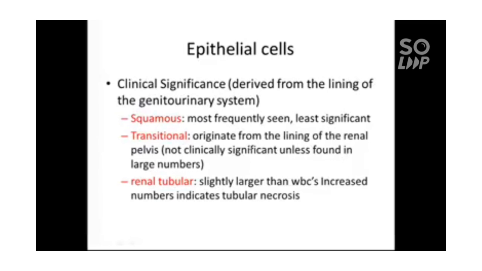Transitional originate from the lining of the renal pelvis and clinically not significant unless they are found in large numbers. This can be an indication of renal failure or dysfunction. Renal tubular epithelial cells are slightly larger than white blood cells, and increased numbers indicate tubular necrosis. Chronic kidney disease is typically the cause of these in high numbers.